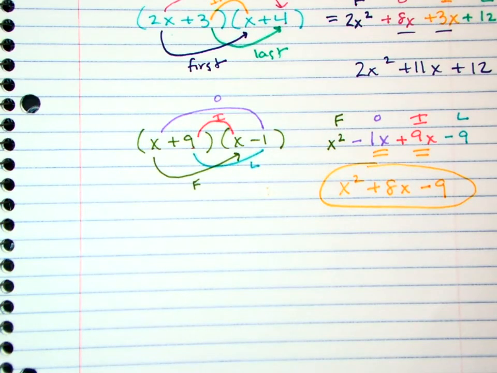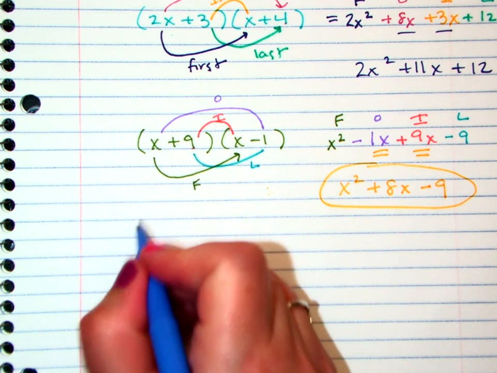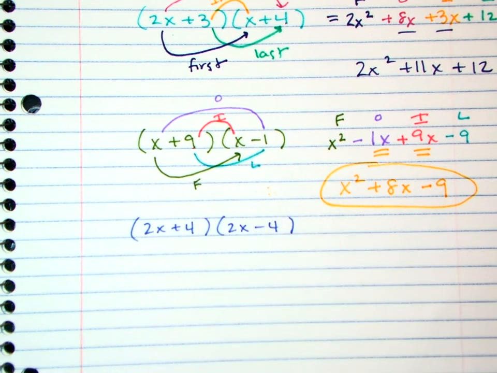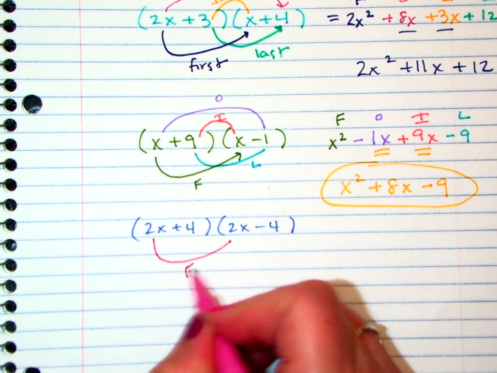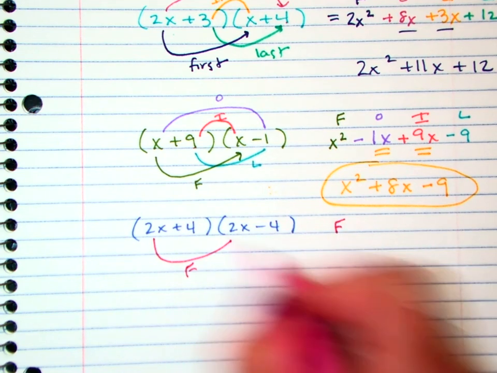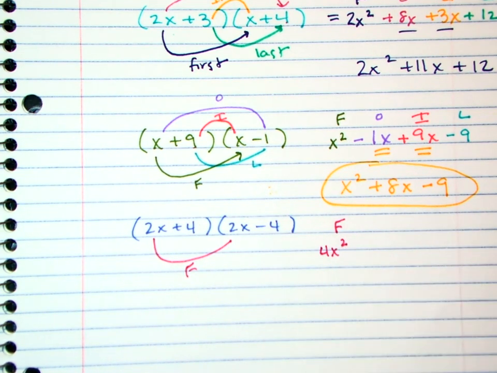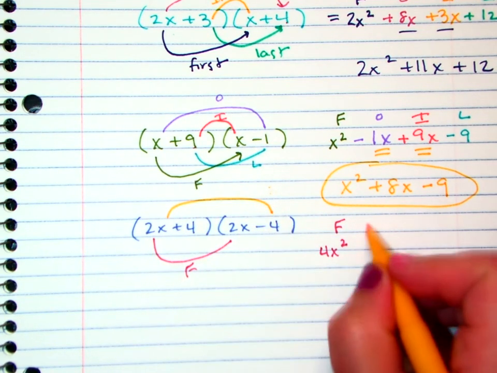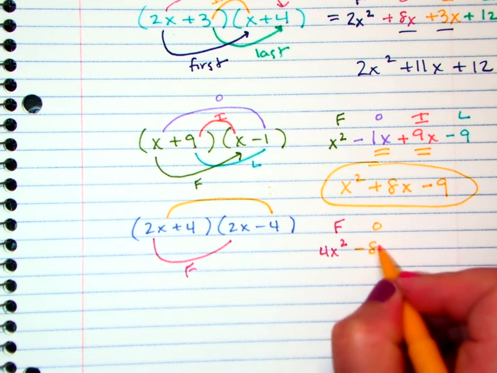The last example I'm going to do is one that does something slightly different, but it's the same method. So I'm going to do 2x plus 4 times 2x minus 4. On this one, I'm going to do the first: 2x times 2x, which is 4x squared. Then the outer, 2x times a negative 4, which would be minus 8x.